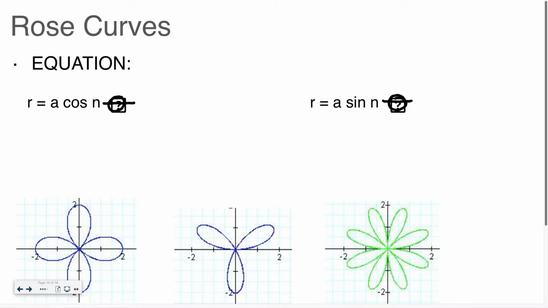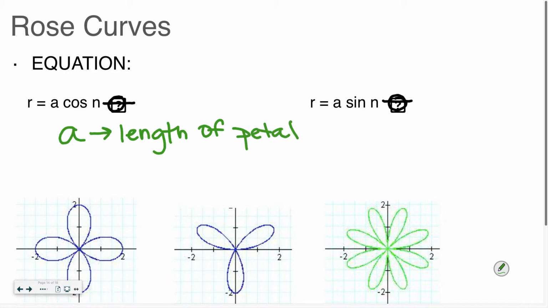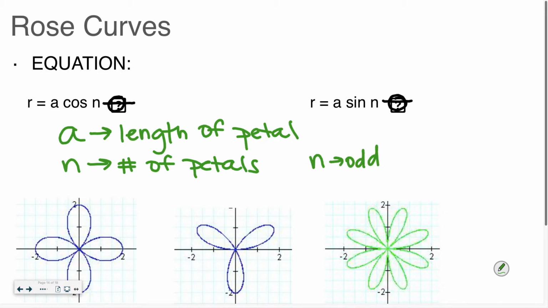What does a tell us? How big. What does n tell us? Number of petals. Is it always n? No, it depends if it's odd or even. n if it's odd, 2n if it's even.